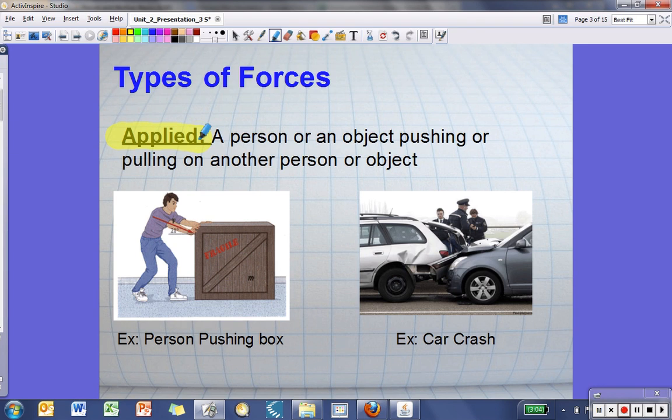Another example is a car accident. One car hits another car, so in other words, the car is pushing another car. That's the reason why there's damage. So that's applied. There are all these other things, like when you get up out of your chair and push your seat backwards, that's an applied force. Right now, you're writing something. The pen is pushing on the piece of paper, so that's an applied force.